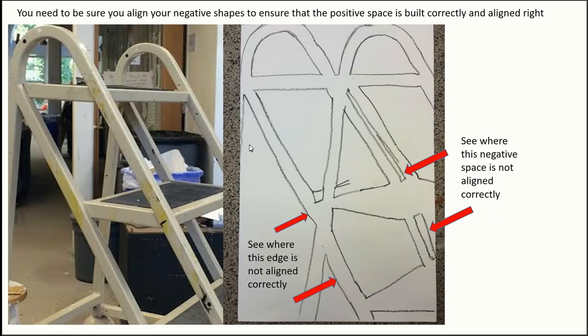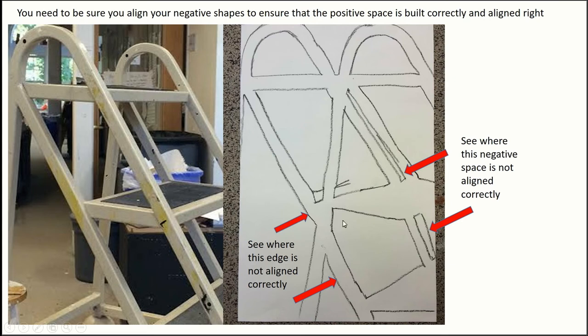So there's some things you really have to pay attention to when you draw in positive and negative space. You have to be sure to align your negative shapes to ensure that the positive space is built correctly and aligned correctly. So let's look at where this artist did not do that. Here you can see this edge, this line, it bent in, and then here it kind of swoops in again and comes down. Do you see how those are not aligned? But if we look at the actual image that this person is drawing, you can see that this is aligned. And it's important that you do that alignment as you work on things.